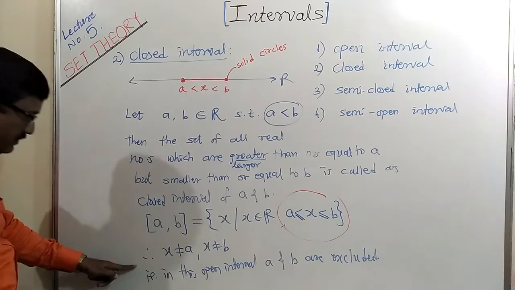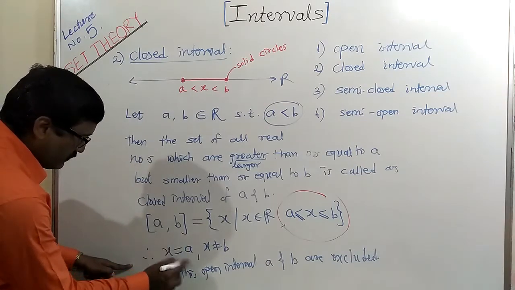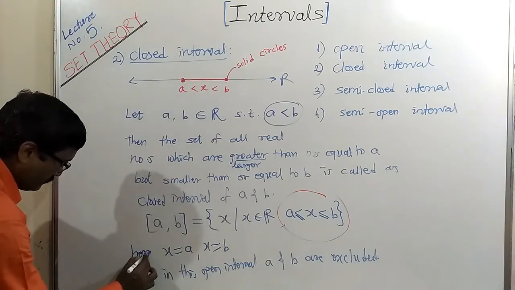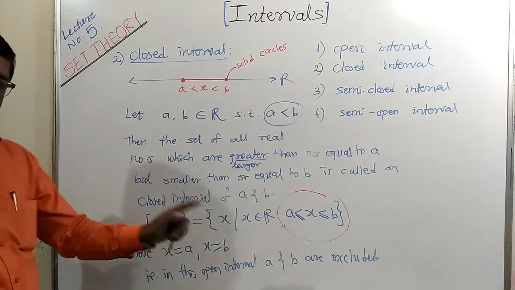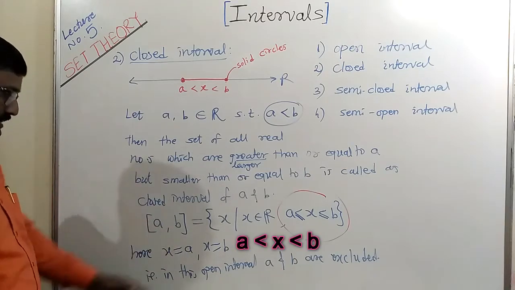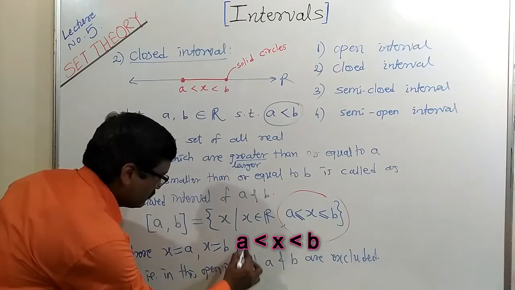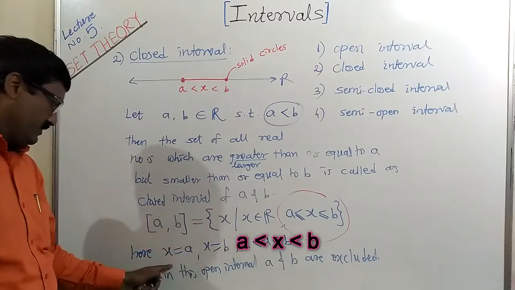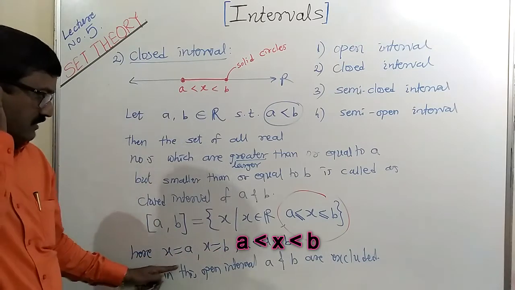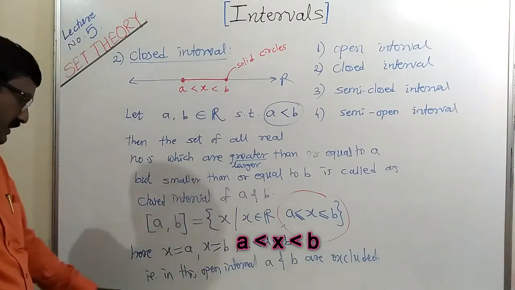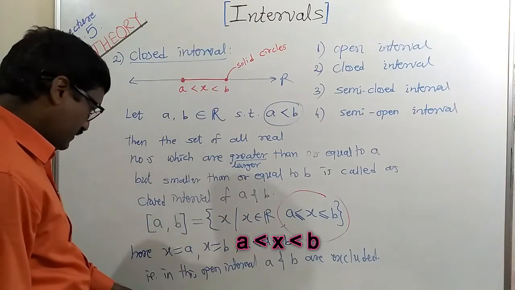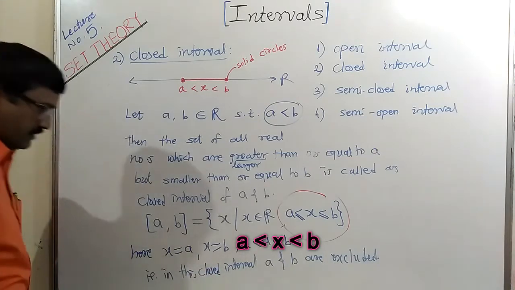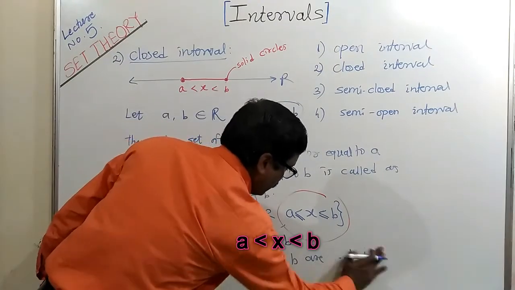Here the value of x is equal to A and it is equal to B also. Here x is equal to A and x is also equal to B, and also it is greater than A and less than B. We write these three conditions in this single form, the interval of A and B. Here in this closed interval, A and B are included.